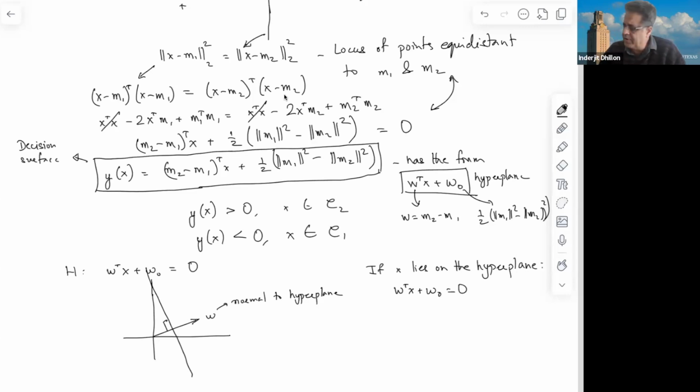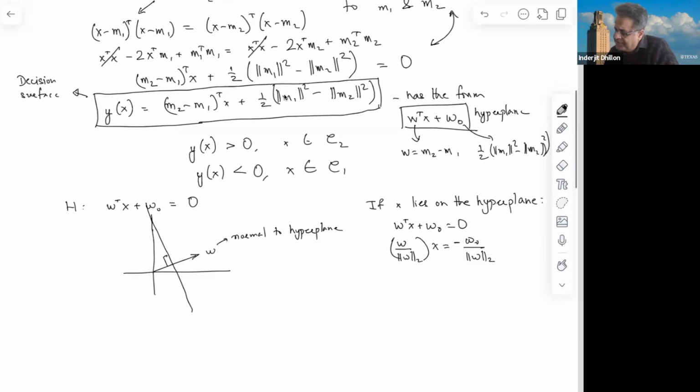I can think of it a little bit geometrically, and say, okay, let me divide this by the 2 norm of W. So now it becomes a unit vector plus W naught divided by the 2 norm of W. Let me write this in this form, that this is equal to minus of this. Right now it's kind of algebraic, but you see that this is a projection of X onto the normal to the hyperplane.